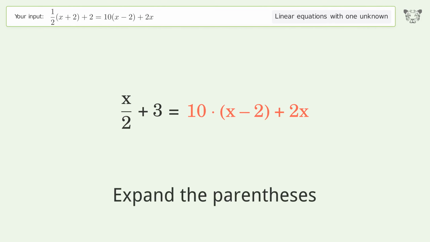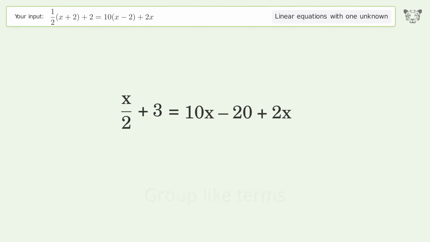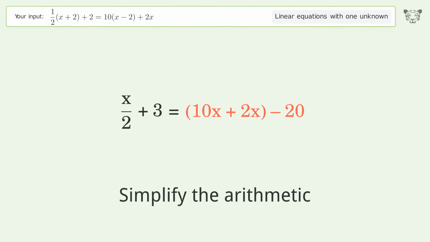Expand the parentheses. Simplify the arithmetic. Group like terms. Simplify the arithmetic.